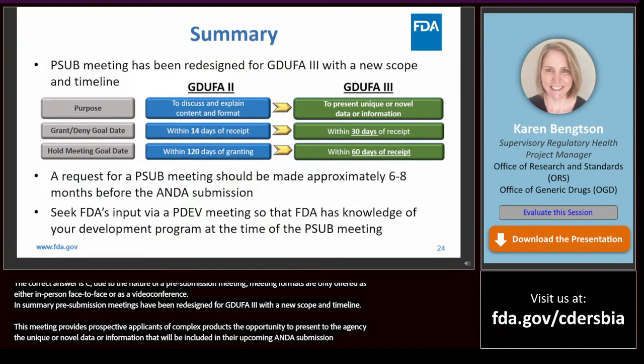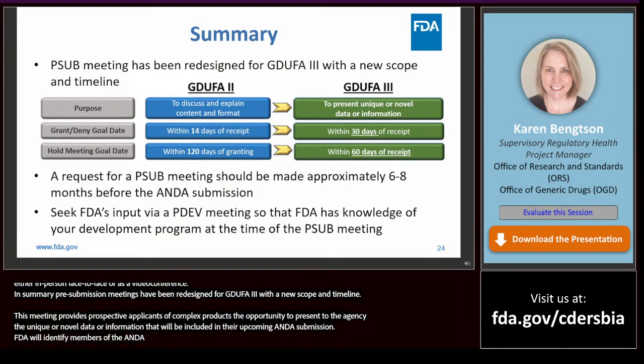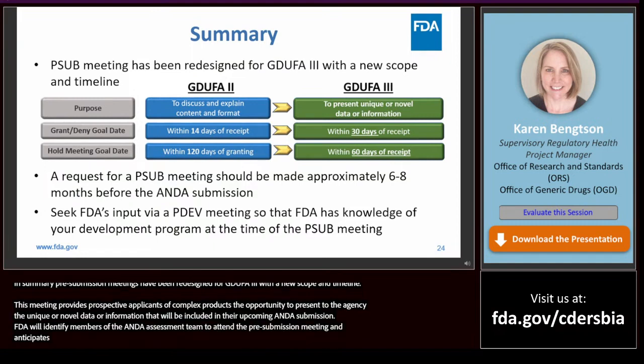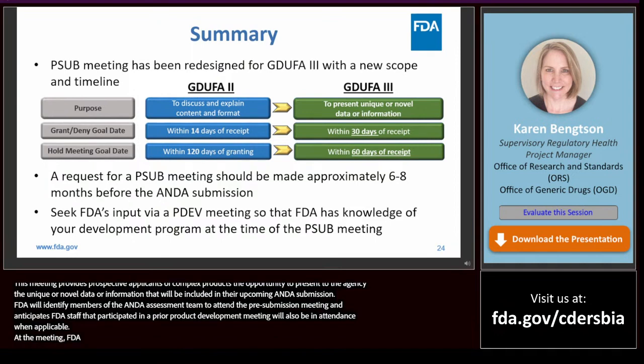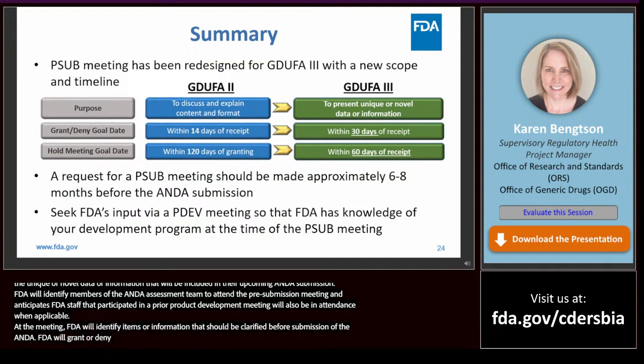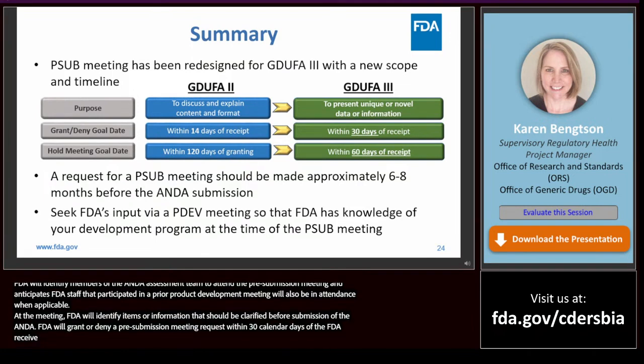FDA will identify members of the ANDA assessment team to attend the pre-submission meeting and anticipates FDA staff that participated in a prior product development meeting will also be in attendance when applicable. At the meeting, FDA will identify items or information that should be clarified before submission of the ANDA. FDA will grant or deny a pre-submission meeting request within 30 calendar days of the FDA receive date, and if granted, hold the meeting within 60 calendar days of receipt.